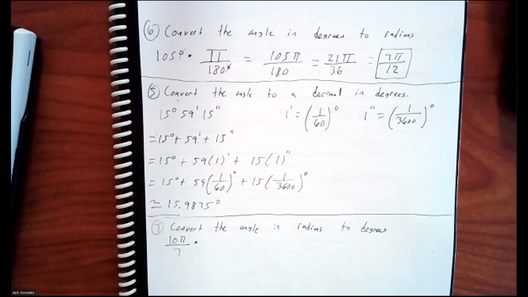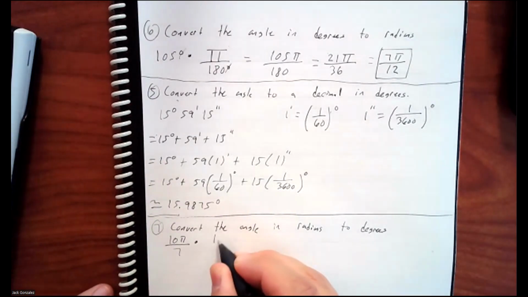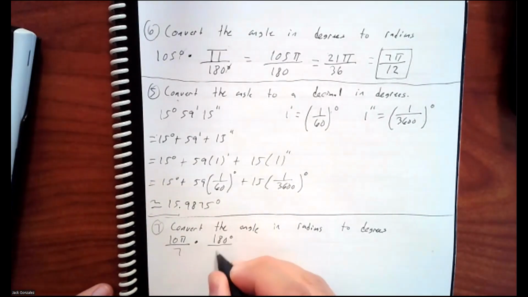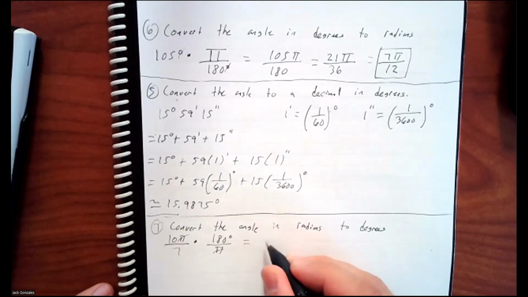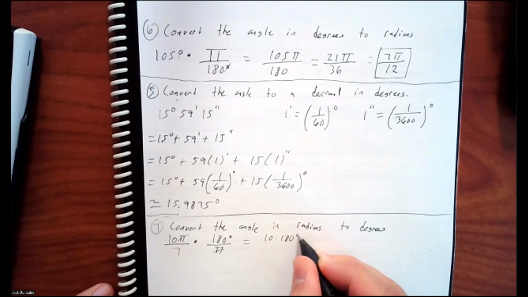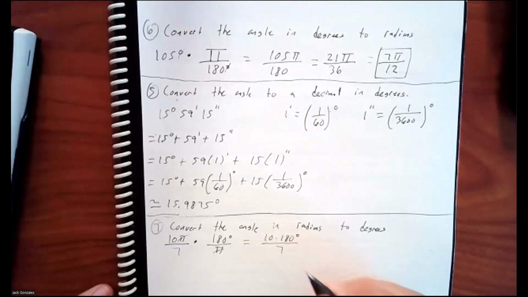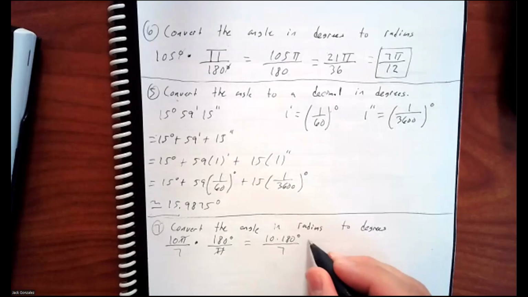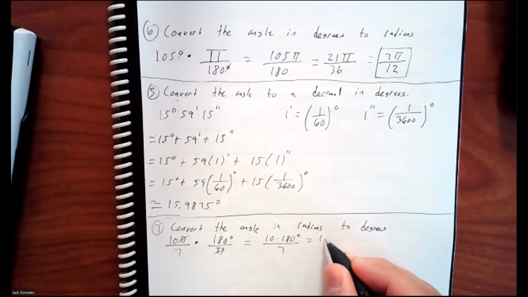So multiply this by the conversion factor, 180 degrees over pi. So these pi's will cancel, leaving me with 10 times 180 degrees over 7. Does 7 go into 180? Does it go into 1800?